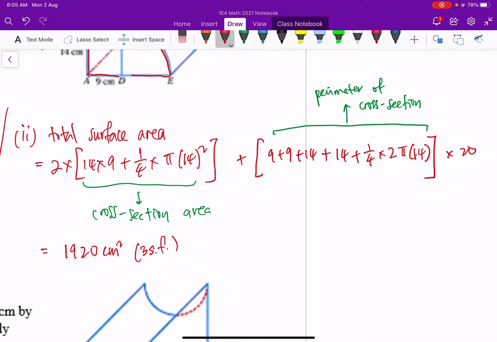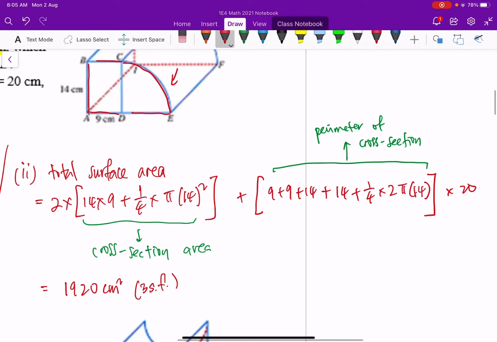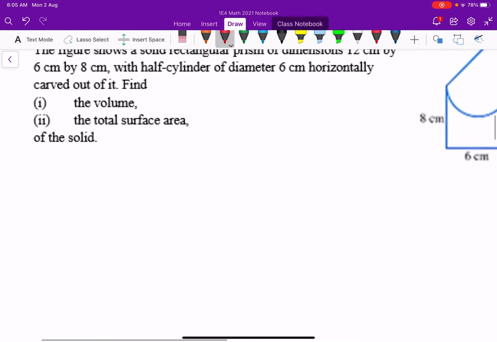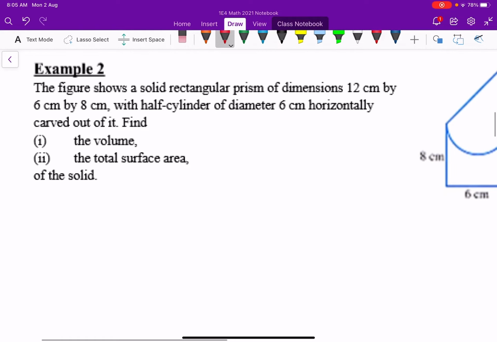Of course, there is another way of doing it, which is to separate it and calculate face by face, one by one. You can also do that. It's not wrong. You will have to write a little bit more, but it's the same thing. So what I'm showing you on the screen might not be the only way of doing it. Okay, next question. Example 2.